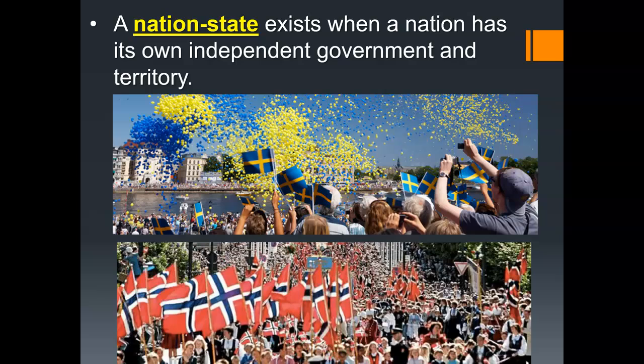Now, a nation-state exists when that nation or a group of people have their own independent government. So in this case, these people down here are Swedish people, and the Swedish people are a nation, but the nation-state would be Sweden. In this case, Norwegian people are a nation, but their nation-state is Norway.